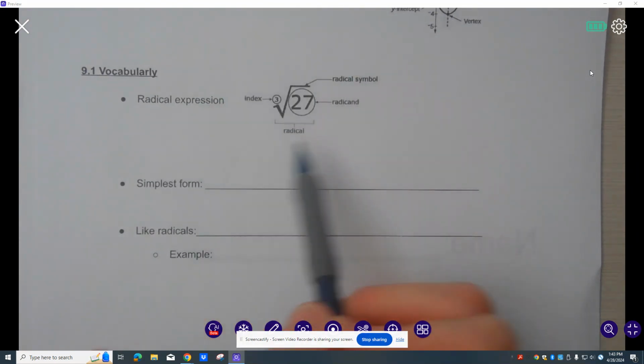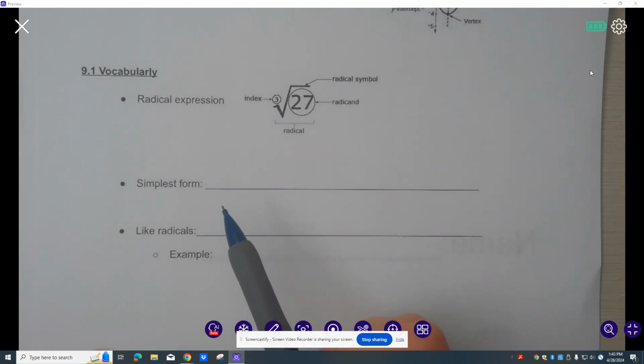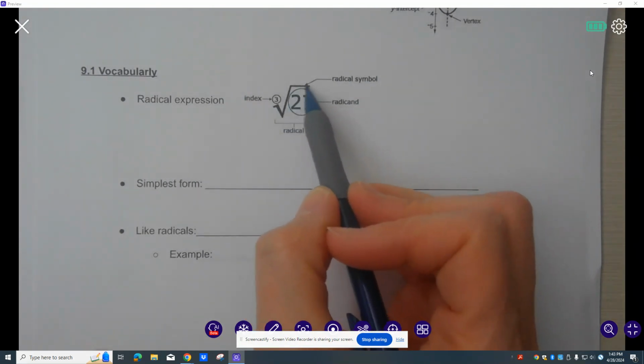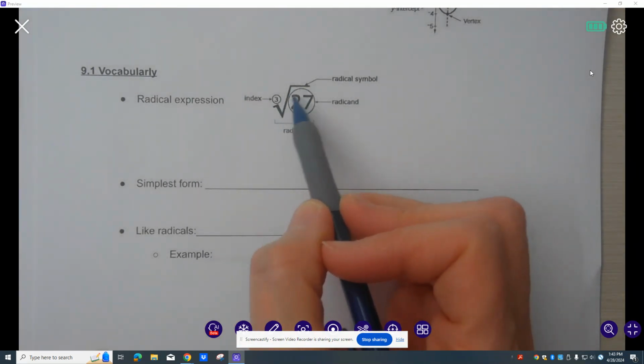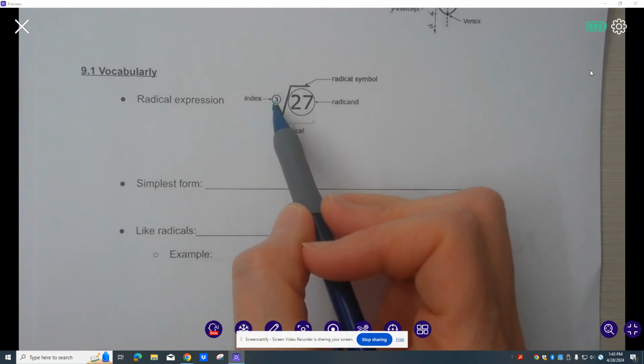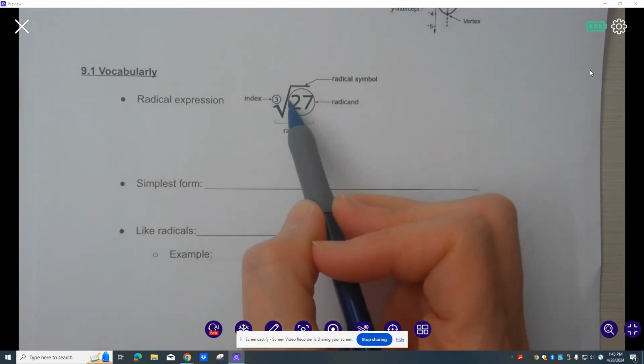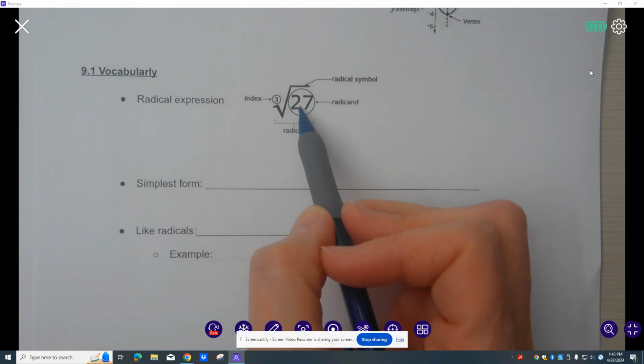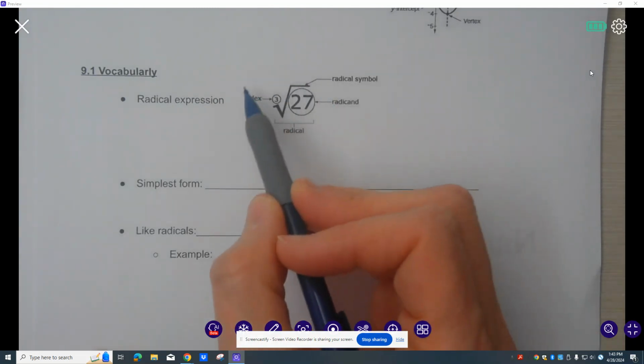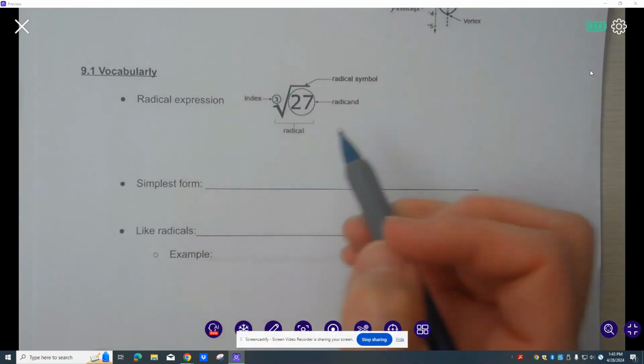This right here is called a radical or a radical expression. So it's got this radical symbol, they call it. This little number here is the index. The number under the radical symbol is called the radicand, and the whole thing all together is called the radical.